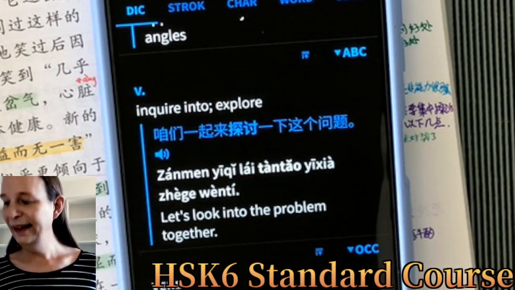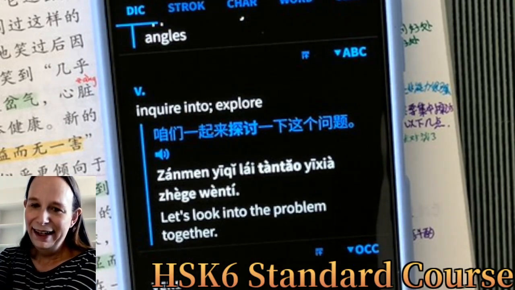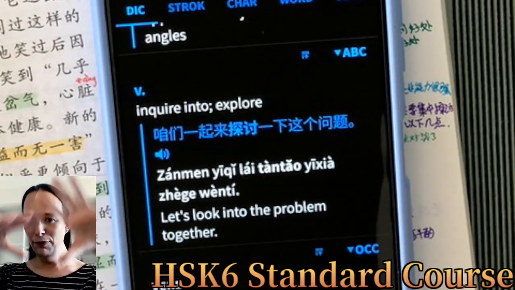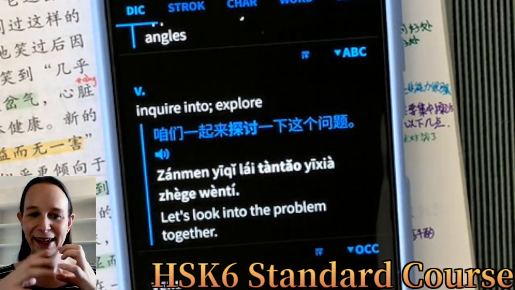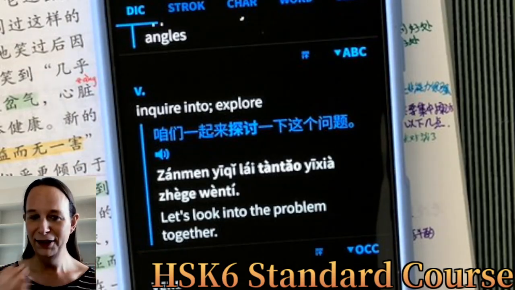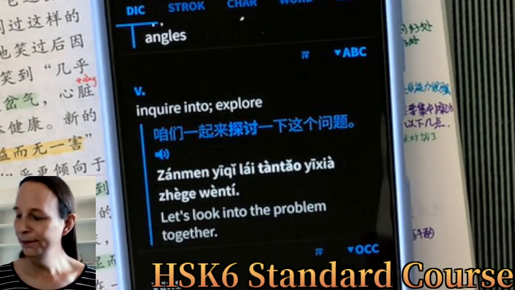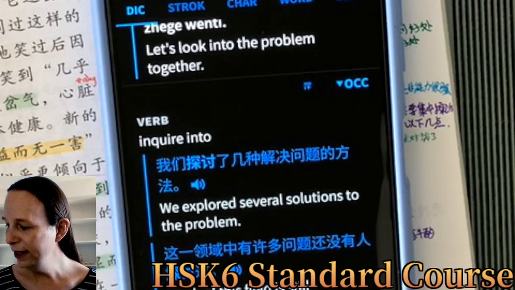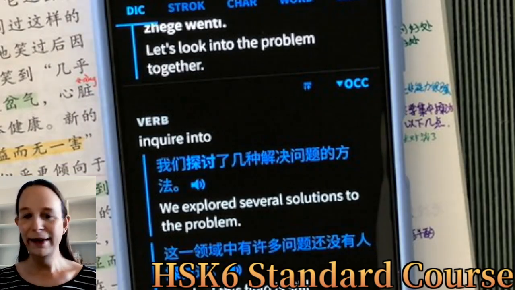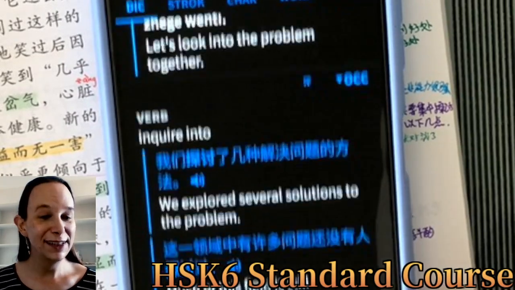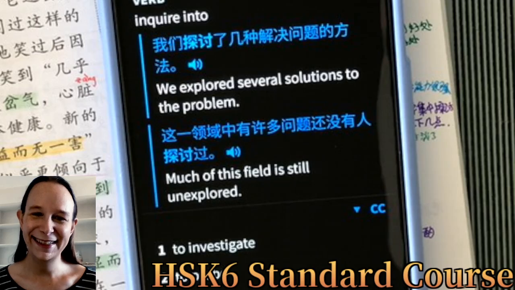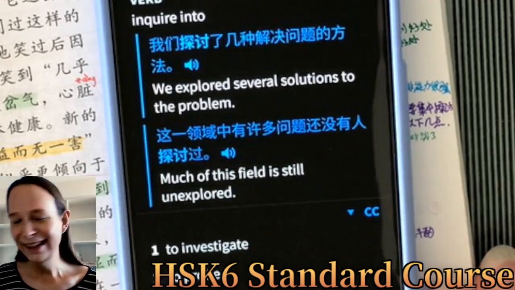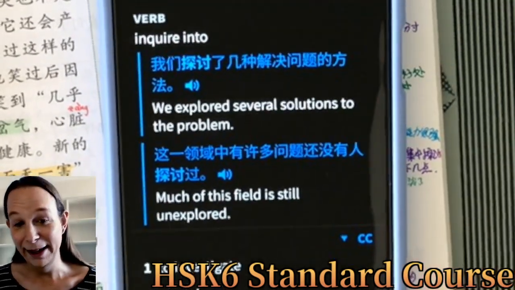咱们一起来探讨一下这个问题. Yeah, I think it's like unspecific inquiry into a problem. The entire problem or question or topic is considered on topic, and you can explore it in different ways. Inquire into. 我们探讨了几种解决问题的方法. So we explored several solutions to the problem. Yeah, this is what politicians say. Kind of. Yeah, anyway.